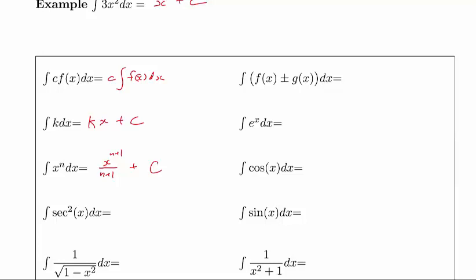Okay, antiderivative of secant squared. Well, recall that if we take the derivative of the tangent of x, that will get us secant squared. Okay, I'm going to leave that bottom one for a second later. If we have the integral of f of x plus or minus g of x, we can just evaluate those separately, like so.